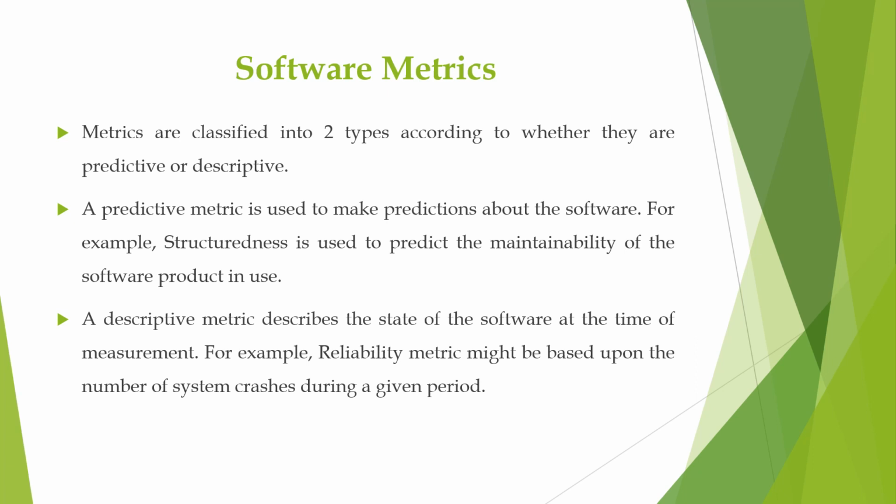Another type of metric is the descriptive metric. Descriptive metrics describe the state of the software at the time of measurement. For example, in the last slide we discussed the reliability metric. It might be based upon the number of system crashes during a given period of time.